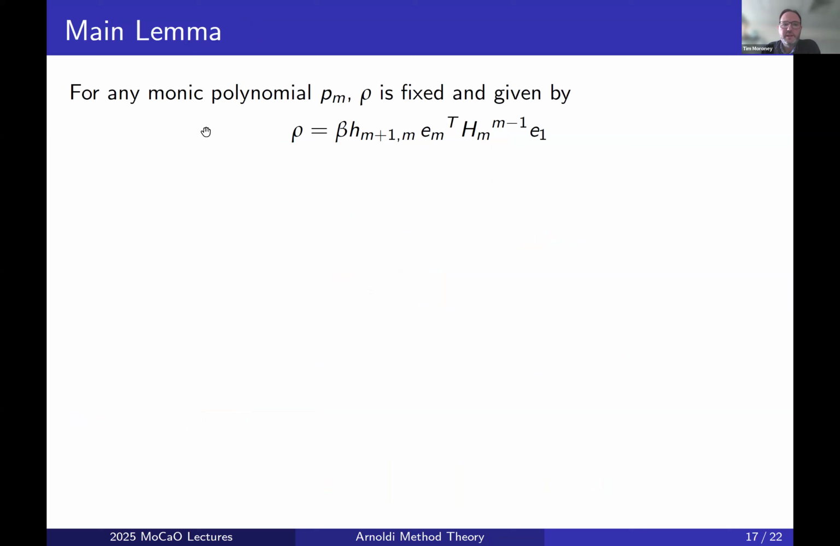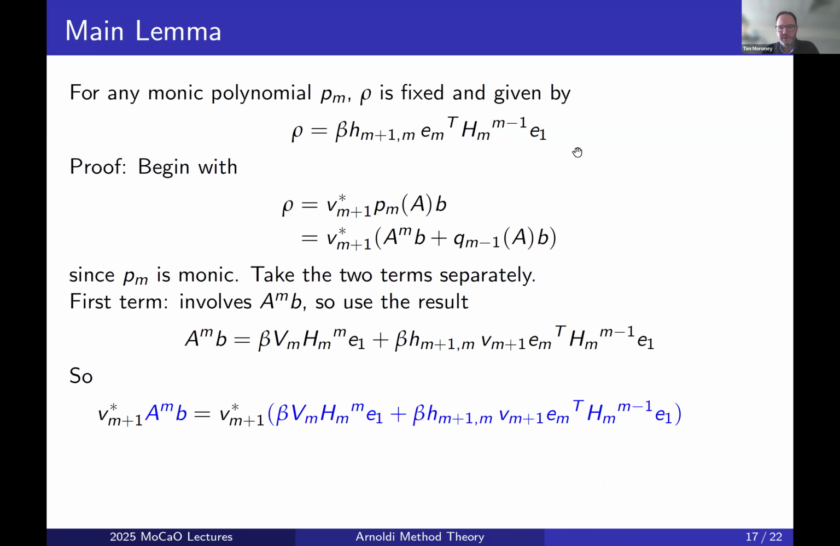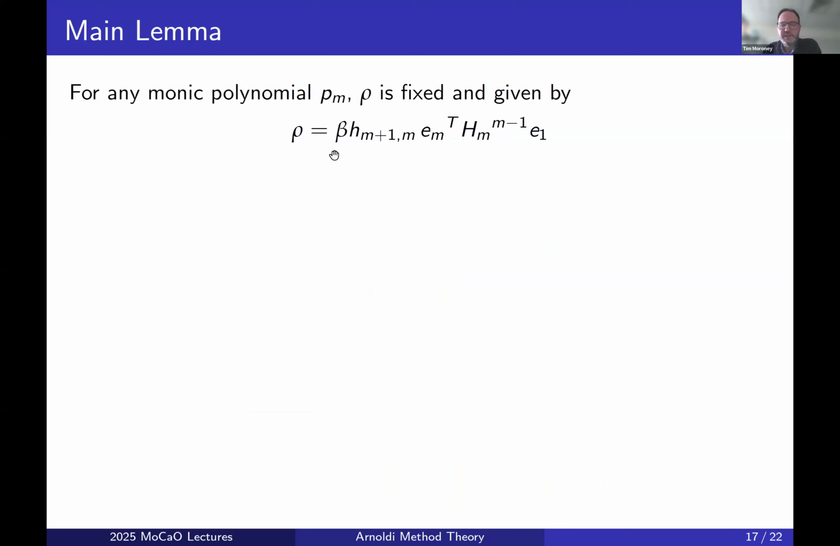So here's the main lemma that we need. It's going to turn out that this value rho, in fact, is fixed. Given that this polynomial is a monic polynomial, the value of rho is determined. So it's not a degree of control that you have. You can choose any monic polynomial at all, and you get the same value of rho. And in fact, we'll give a formula for it in a moment. So for any monic polynomial Pm, this rho is fixed and given by this, involving quantities at the m scale.